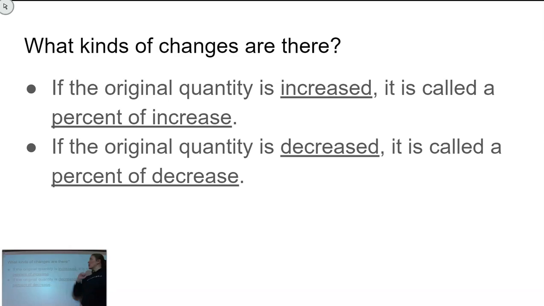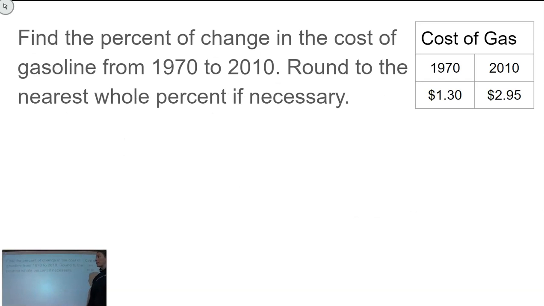So what kinds of changes are there? There is an increased percent of change and there is a decreased percent of change. When it increases, it is getting more expensive. If it's decreasing, it's a little bit cheaper. So let's do this example.